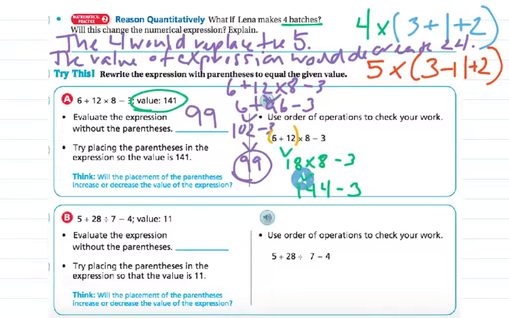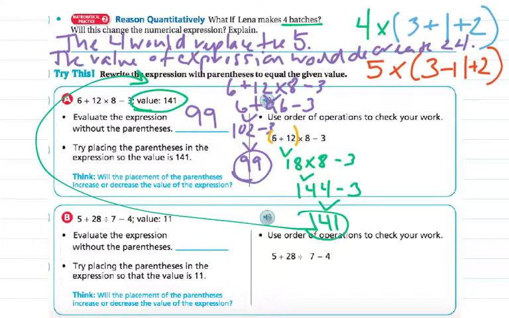Next I multiplied because that's next in the order of operations. 18 times 8 was 144. 144 minus 3 would be 141, which in fact was our target number.